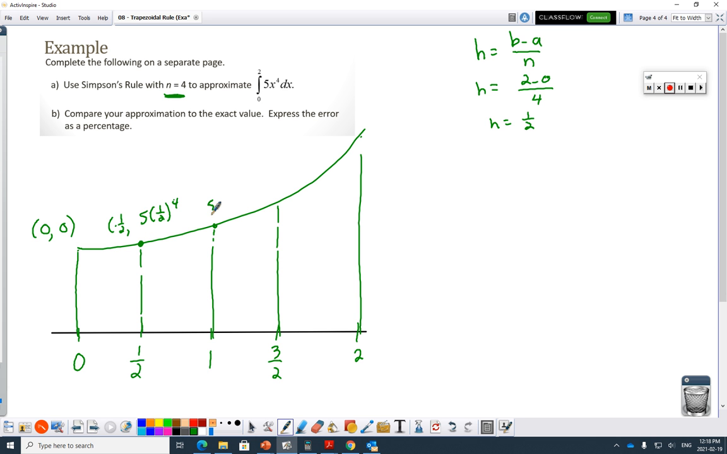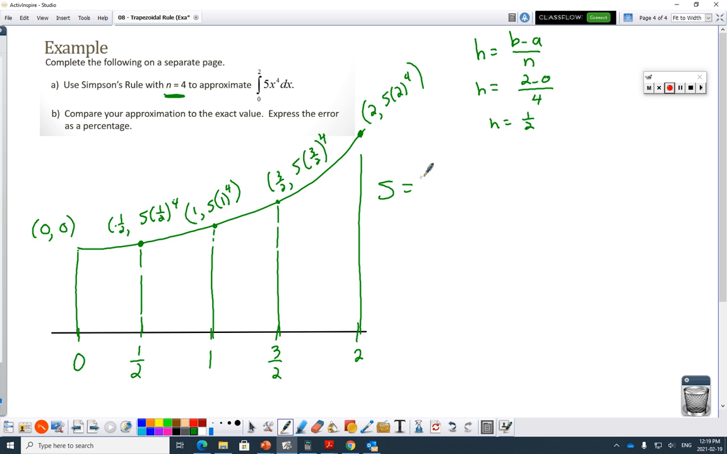Next one, 5 times 1 to the 4th. Then 3/2, 5 times 3/2 to the power 4, yes? And then finally the last point was 2, comma, 5 times 2 to the 4th. So every one of those is power 4. Last question was power 2. 1/2 to the power 4, 1 to the 4. Okay, good. So now I'm ready to write down Simpson's rule.